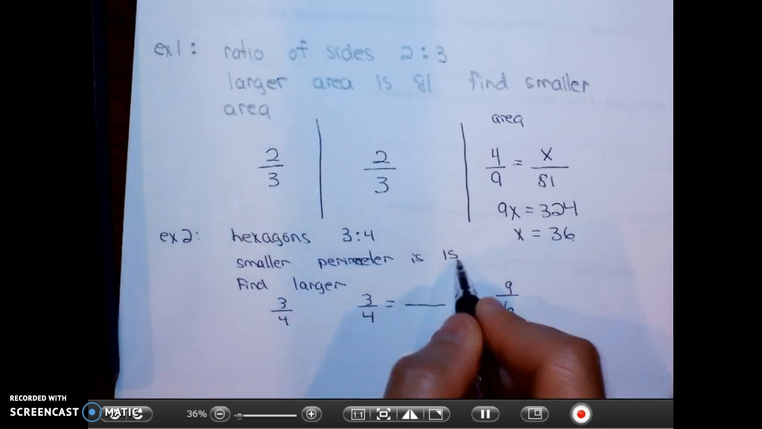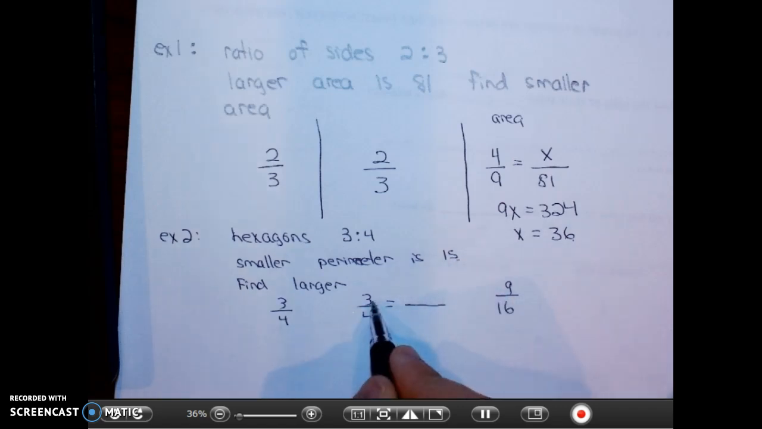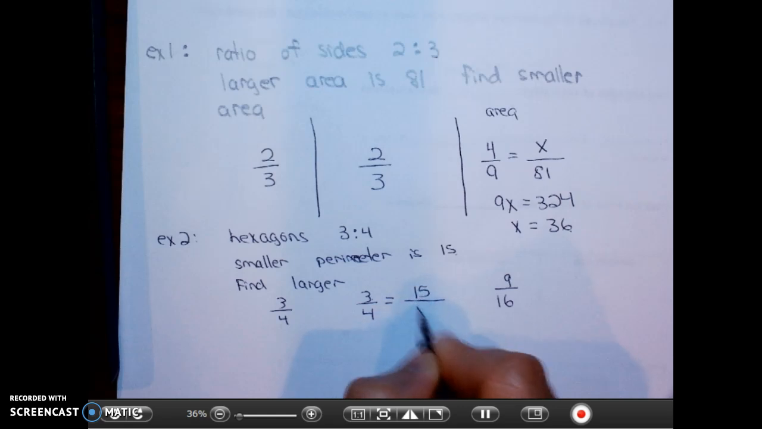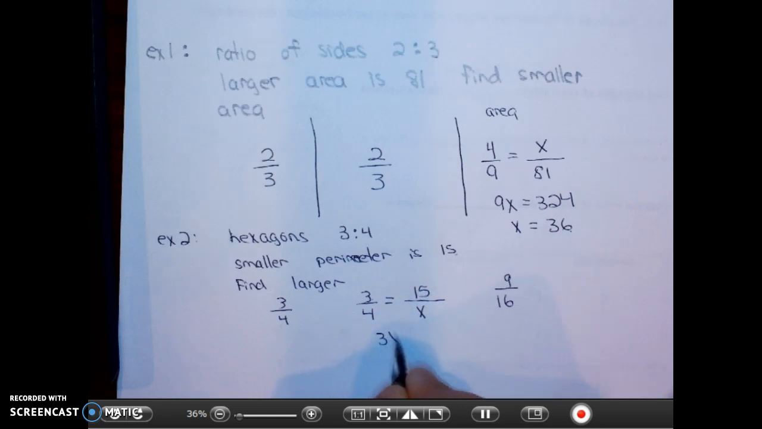We've been given the smaller perimeter is 15. That corresponds with that smaller number of 3. We've got 15 over x. Again, we're going to cross multiply. 3x is equal to 60. And finally, x is equal to 20.